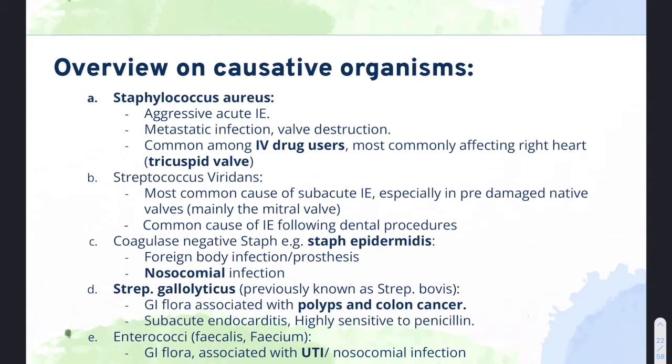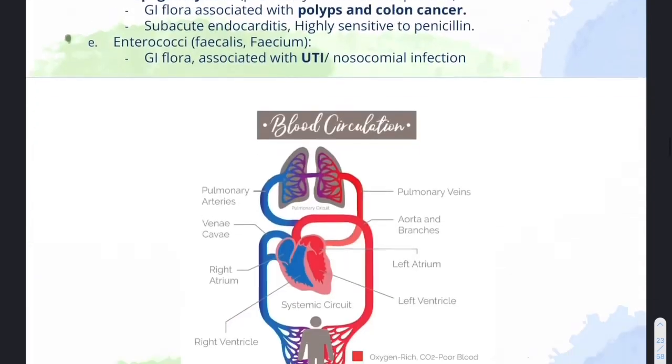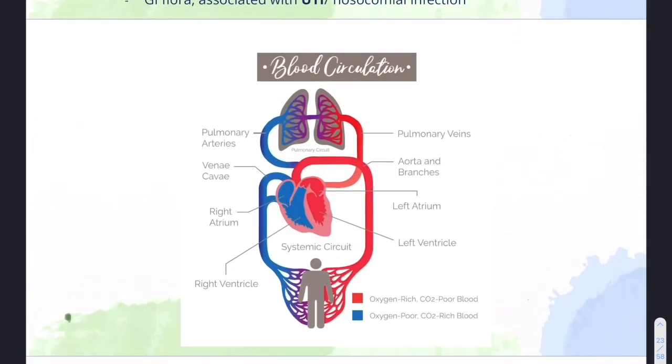They are more commonly among IV drug users because they are a normal flora of the skin. Most commonly affecting the right heart tricuspid. We can link it by that the IV drug users will insert a needle through the skin, so this is the normal flora of the skin, Staph aureus, into the venous circulation, having the organism facing the first valve they're facing when entering the right side of the heart, which is the tricuspid valve.